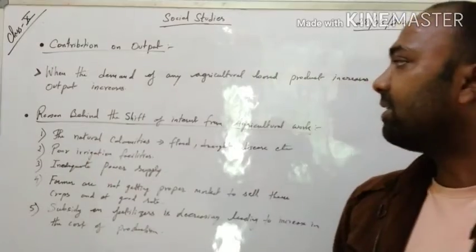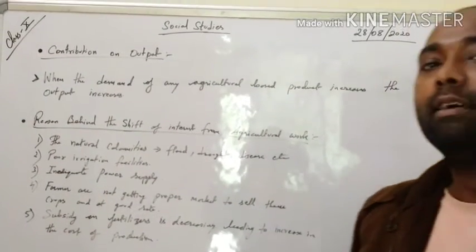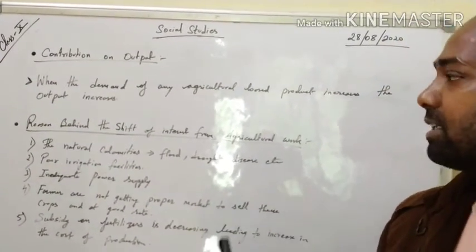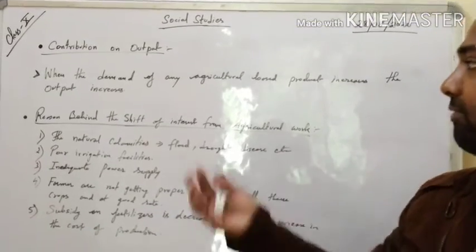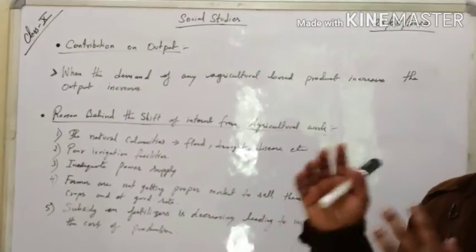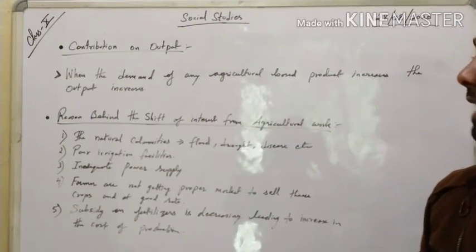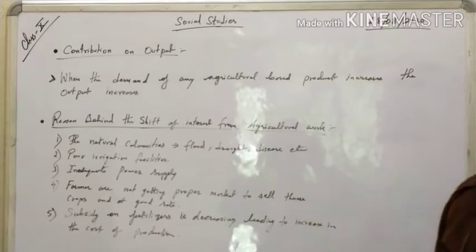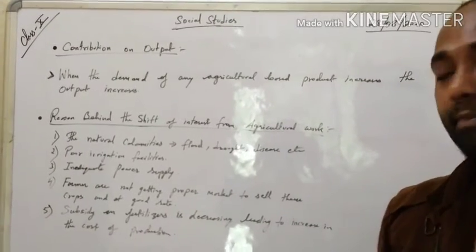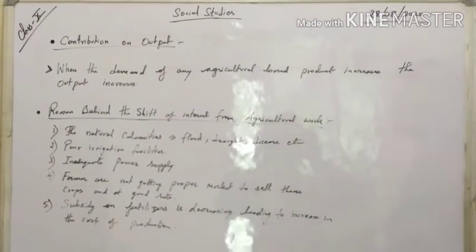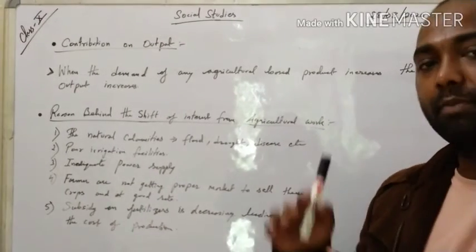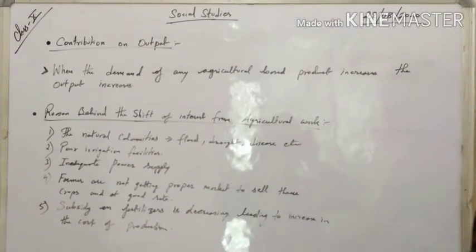So there are various reasons behind this. They are shifting their agricultural work to other works. That means if a farmer was doing farming, now he has left farming and is engaged in some other secondary or tertiary activities, because of which the production is decreasing day by day. Now let us understand some of the reasons behind the shift of their interest from agricultural activity to other activities.